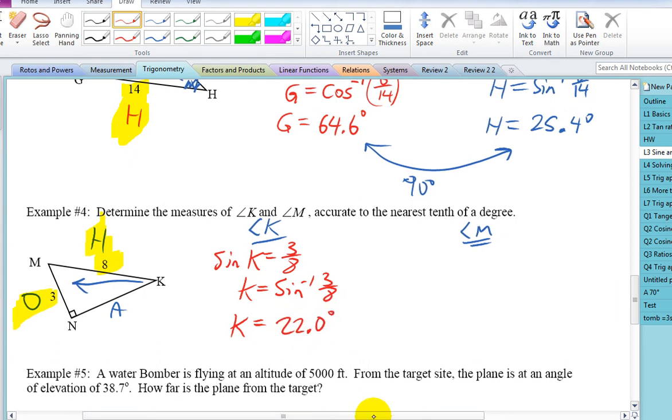Okay. How many people got that one perfect? You have to have every single piece of work that I wrote the exact same way. Okay. Good. Okay, find angle M, finish that off.